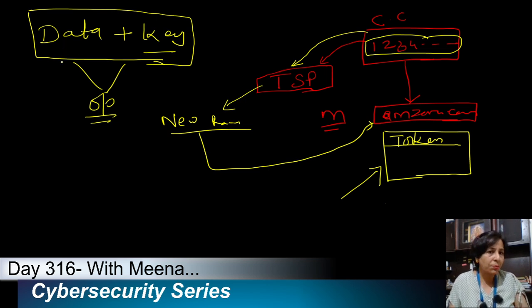So in case of encryption, we are using the data and the key. That's why it's different from the token. A token does not generate its value from your critical data. So it's totally different.